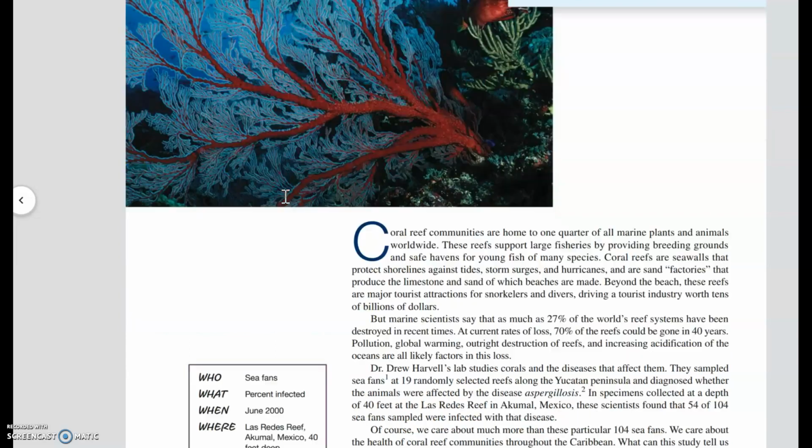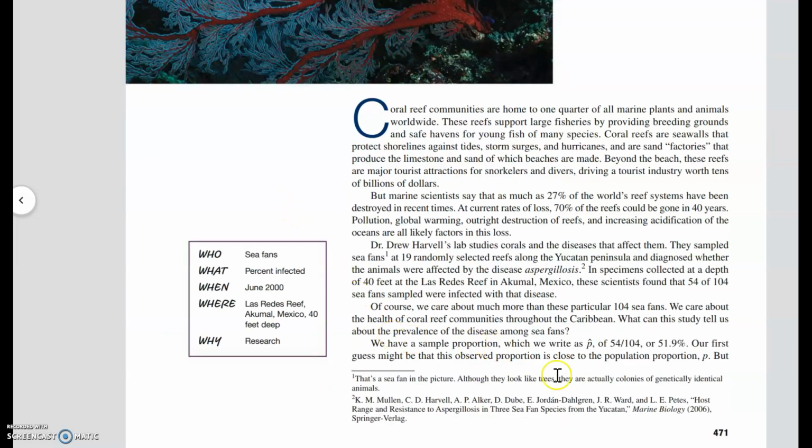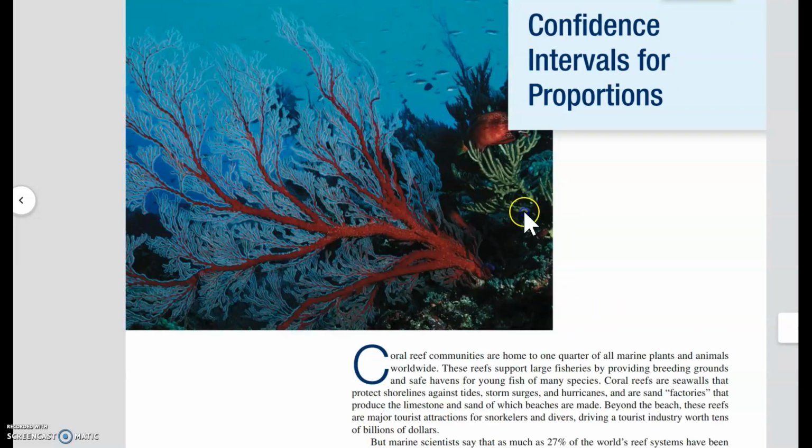And so they did that. They took a random sample, and here's the results right here. They took a random sample of 104 sea fans, and out of those 104 sea fans, it turned out that 54 of them had this disease. All right, so what does that mean about the population of all the millions of sea fans in the world, or in the Yucatan Peninsula?